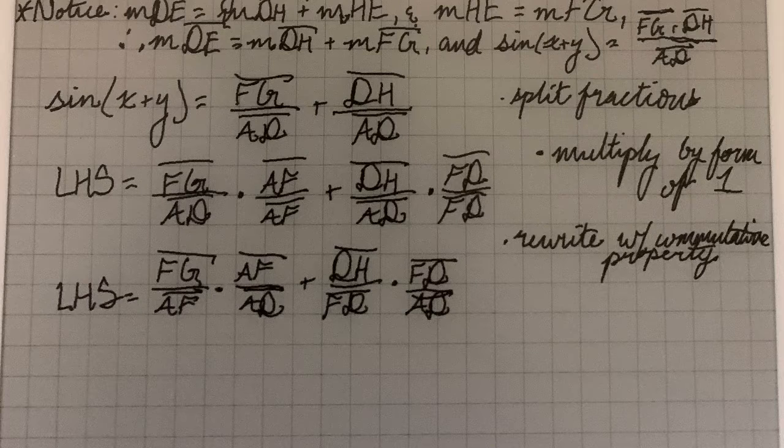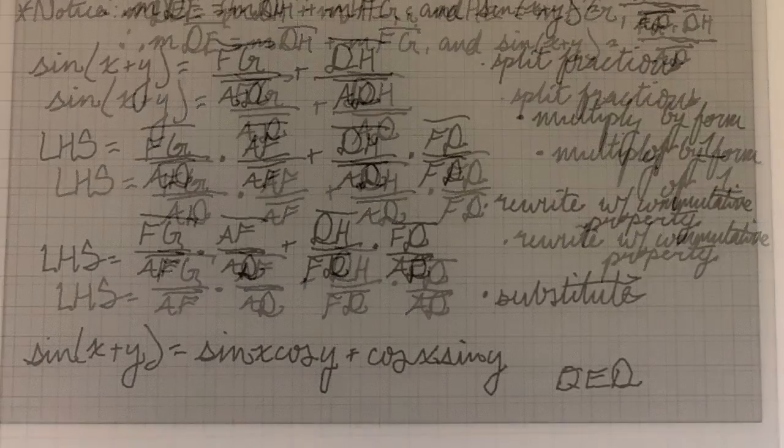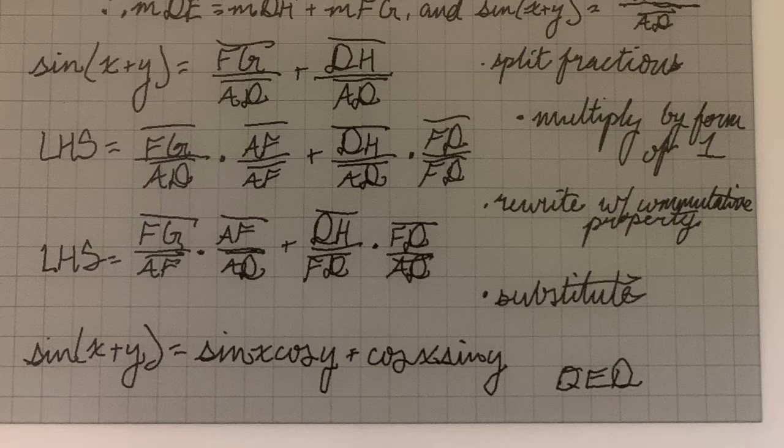You can rewrite the fractions as FG over AF times AF over AD plus DH over FD times FD over AD. Finally, substitute sine and cosine values for each of these fractions. You will get sine of x plus y equals sine of x times cosine of y plus cosine of x times sine of y. And this is the angle sum identity for sine.